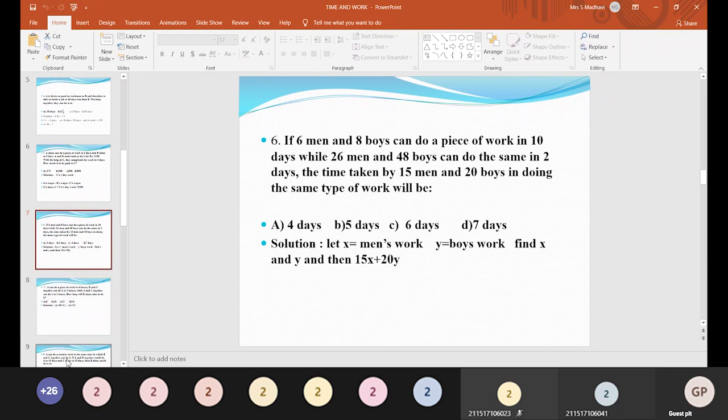Coming to the sixth problem: if 6 men and 8 boys can do a piece of work in 10 days, while 26 men and 48 boys can do it in 2 days, the time taken by 15 men and 20 boys in doing the same type of work will be. See here, this is written in terms of equation 6x plus 8y, which is equal to 1 by 10.